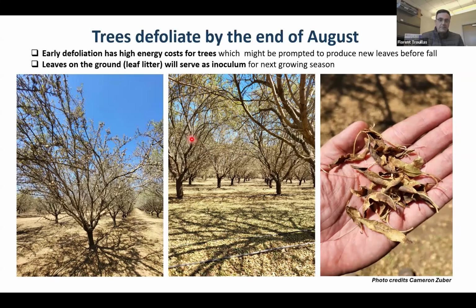Now you see these pictures illustrating these leaves that are dropping. You see that some of these leaves have a purplish or dark red discoloration. These are the older lesions of red leaf blotch, and this is where the fungus is going to overwinter. This is where the fungal pathogen Polystigma is going to reside. So all this leaf litter on the ground is going to serve as the next growing season's source of inoculum for the fungal pathogen Polystigma.